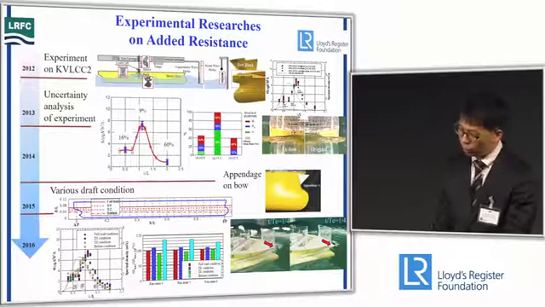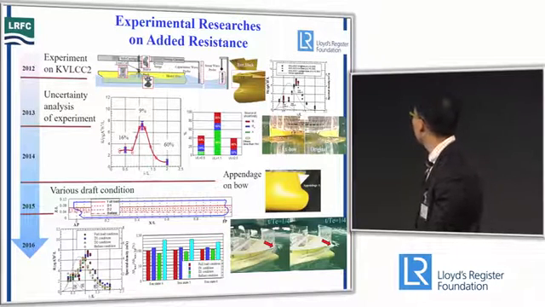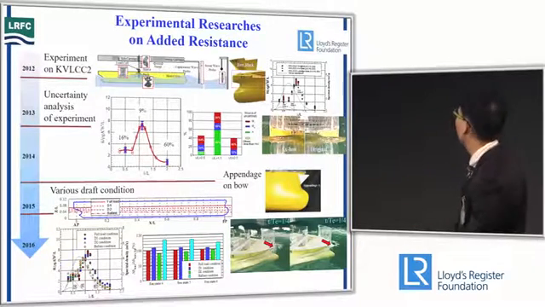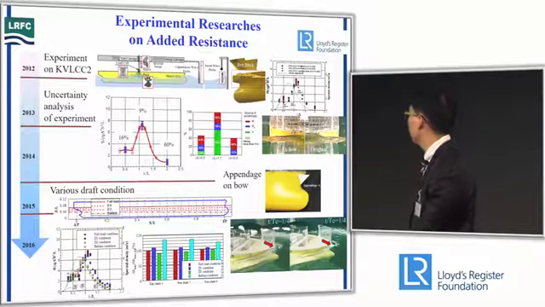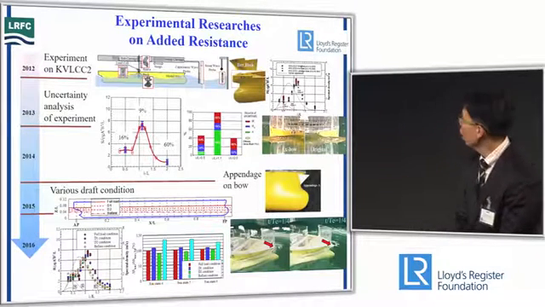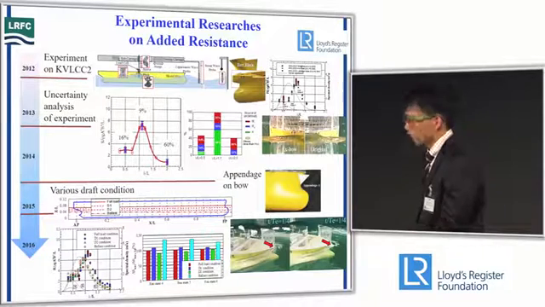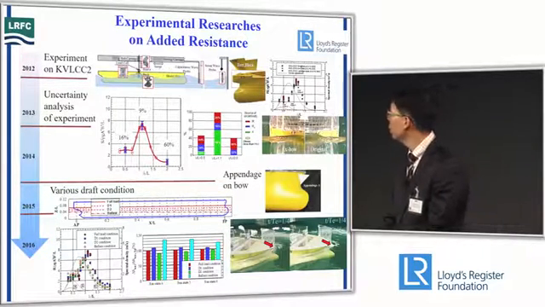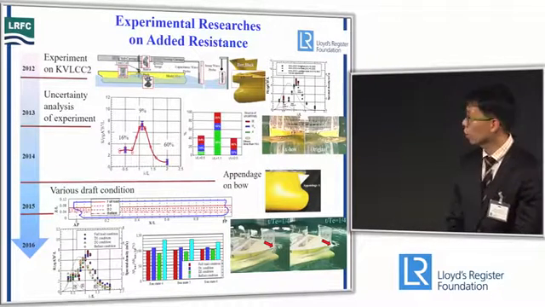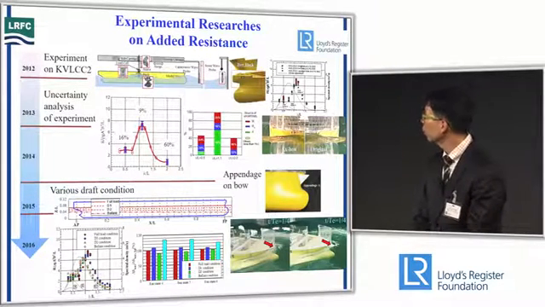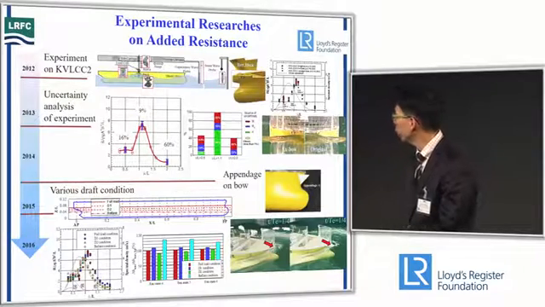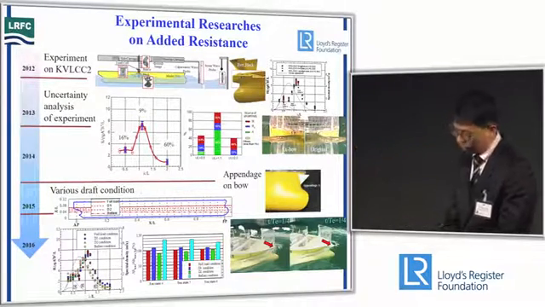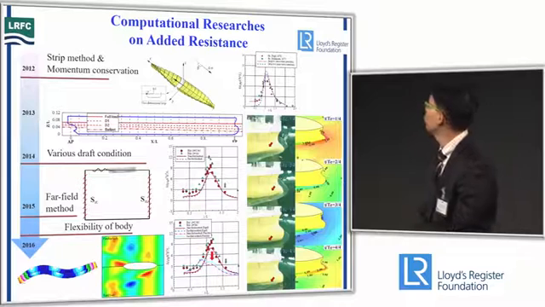In 2014, an appendage was designed and attached like in these figures, and we can get a reduction of added resistance. In 2015, to consider the operation condition, the added resistance experiment was conducted for various draft conditions: full load condition, ballast condition, and 2 conditions between full load and ballast. And we can get results like this. And now let's move on to the computational results.